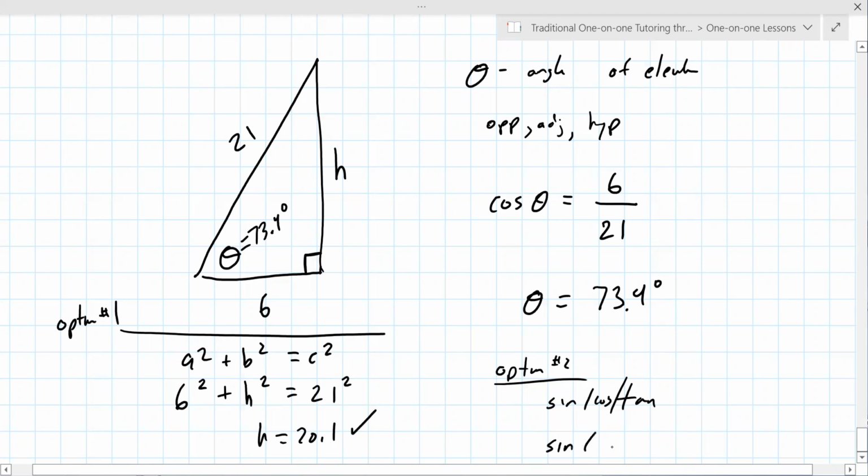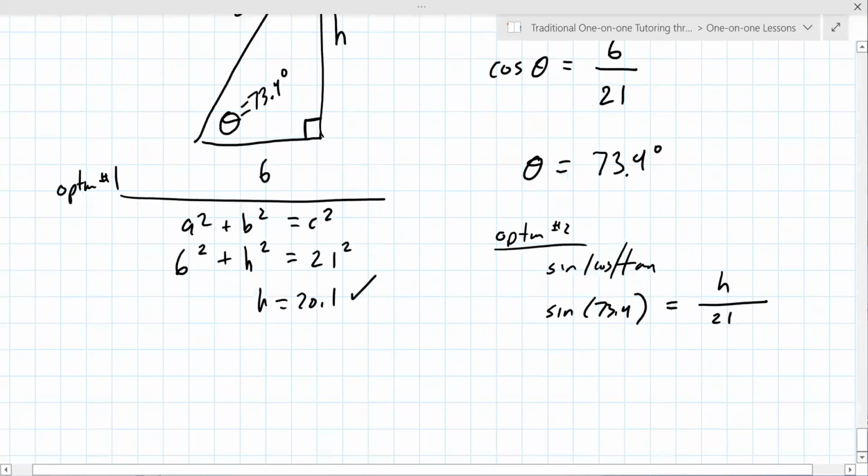Now let's do it with option two, and let's use sine. Sine 73.4 equals H over 21. I'd like you to solve that for H, and you should get exactly the same answer. So 21 times sine of 73.4 is 20.124. Yes, exactly the same. Awesome.